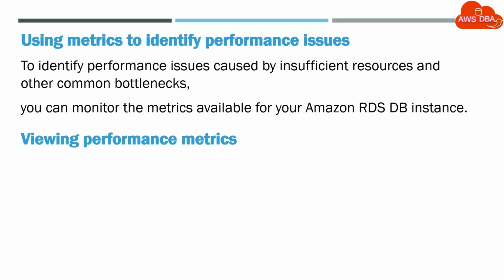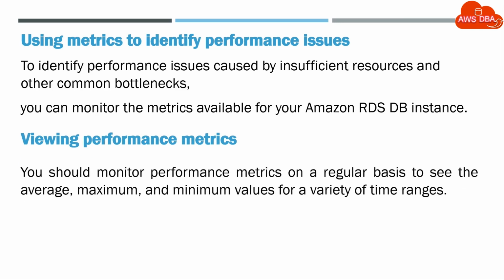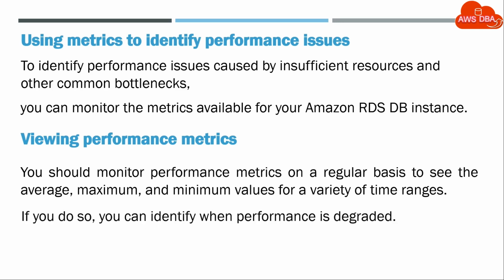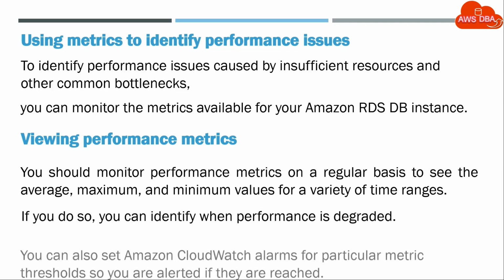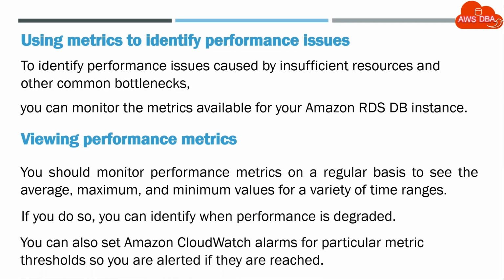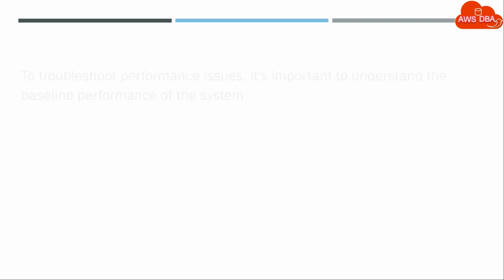Viewing performance metrics. You should monitor performance metrics on a regular basis to see the average, maximum, and minimum values for a variety of time ranges. If you do so, you can identify when performance is degraded. You can also set Amazon CloudWatch alarms for particular metric thresholds so you are alerted if they are reached.